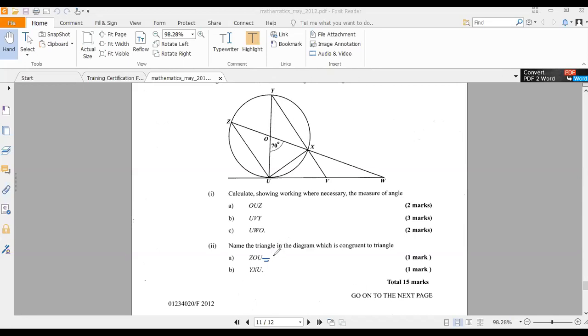YOX. Beautiful. Now, give me another one which is congruent to what? YXU. Y, this is Z, what? YXU is this one, right? ZUX. Yes, ZUX. So that was ZUX, and you get one easy mark, isn't it?